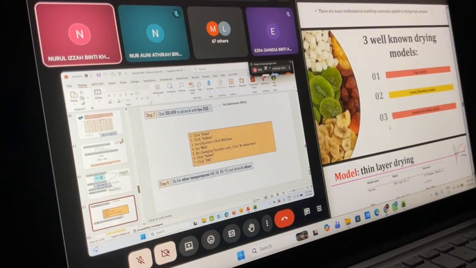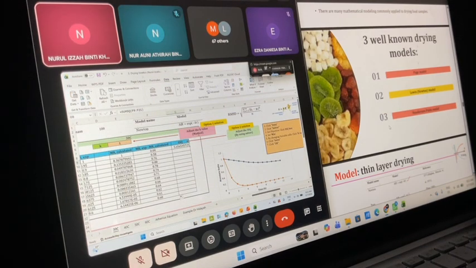So now what you're going to do is use a solver. How you're going to do it, here we have the instruction. Because you want to change this value of k. If you change this value of k, this line here will become nearer to your experimental data. For example, if you want to adjust manually, also can. If you want to use the solver, also can.